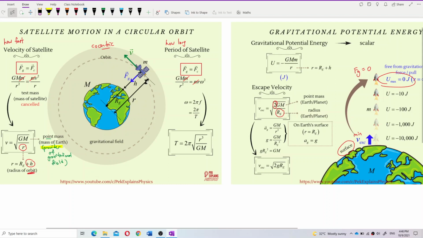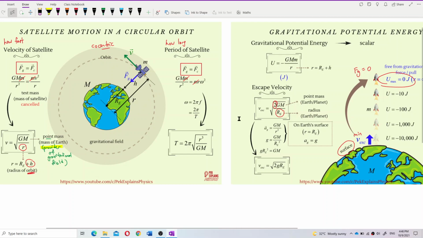This satellite is not on the surface. It is at the orbit, far away from the surface. So that's why you have plus h over here. This one is the radius of Earth plus h for the satellite. For the escape velocity, it is just the radius of Earth, because you escape from the surface. That's the difference. The formula is almost the same: this one is square root of GM over r, and this one is square root of 2GM over r.